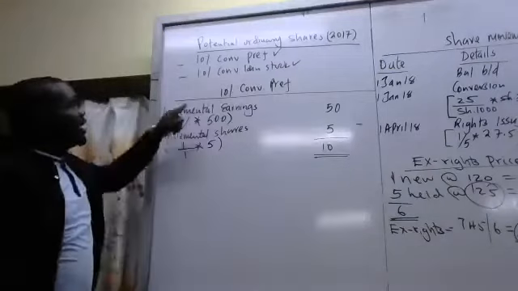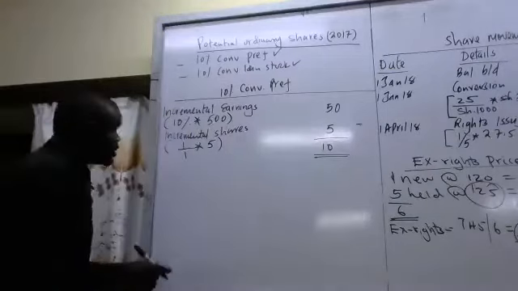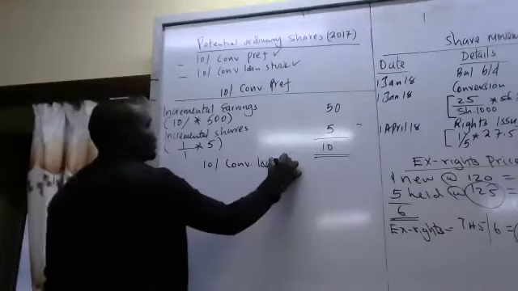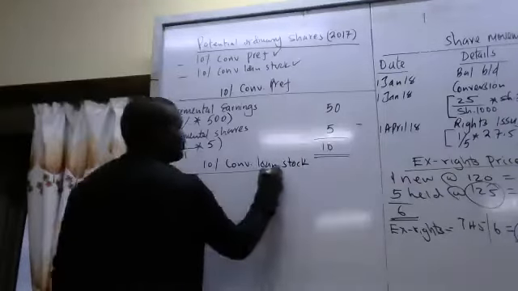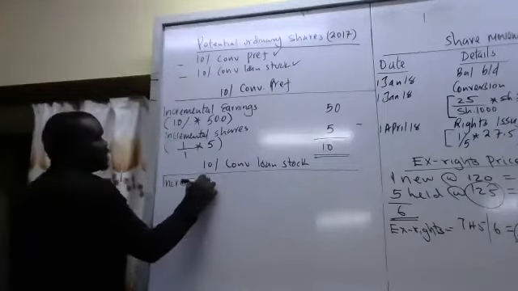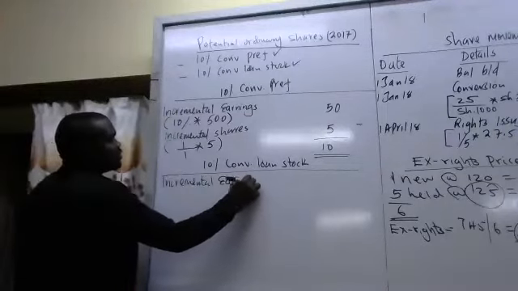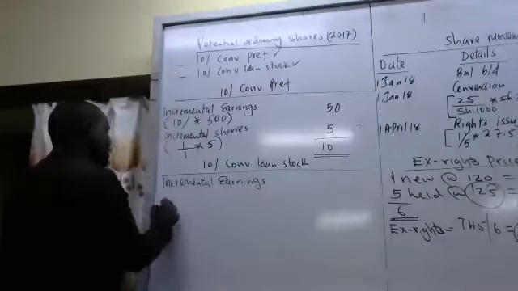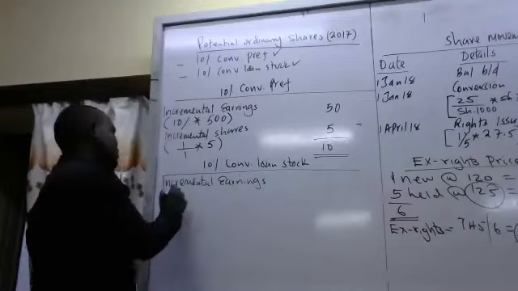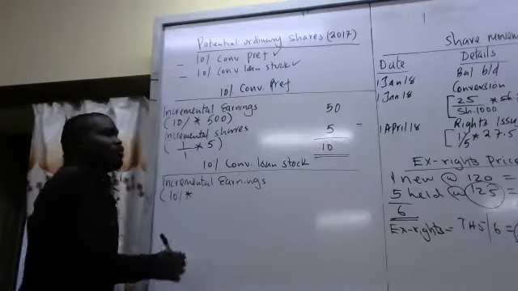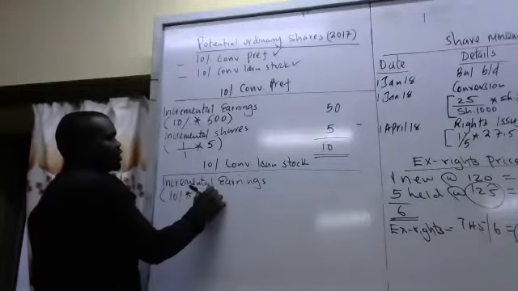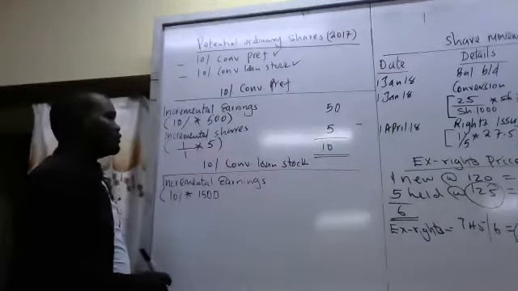Leave it hanging. Let's go to the 10% convertible loan stock. Convertible loan stock, we do the same. Incremental earnings: check the interest. You are paying them interest at what rate? 10%. What was the value of the loan stock in 2017? 1,500.